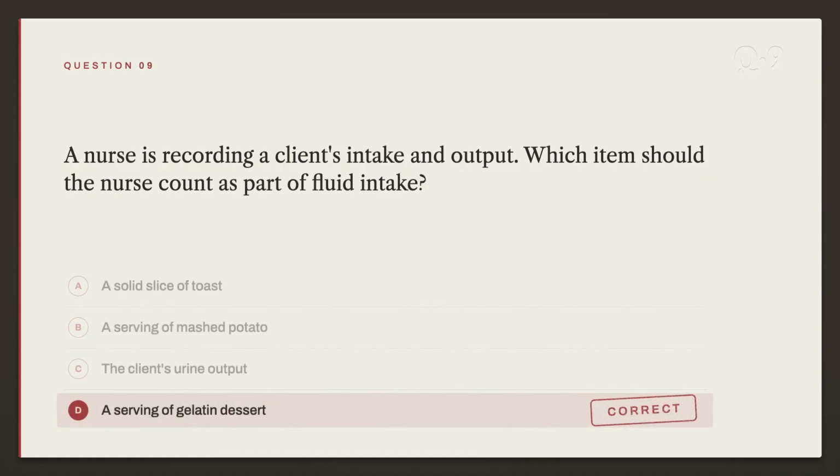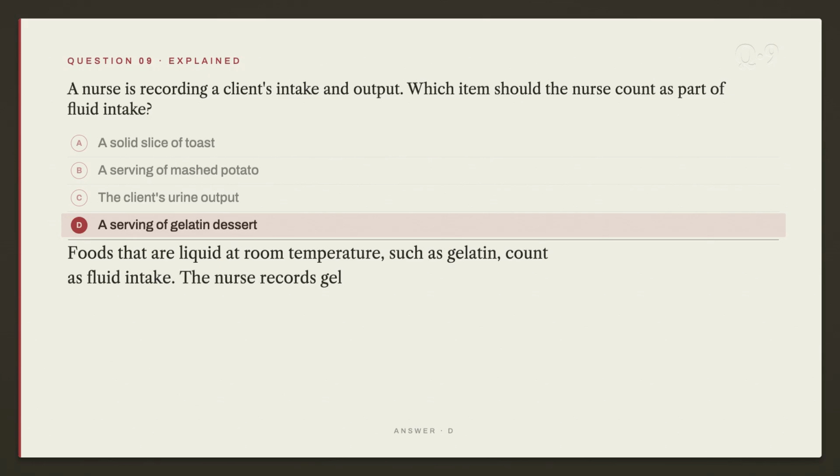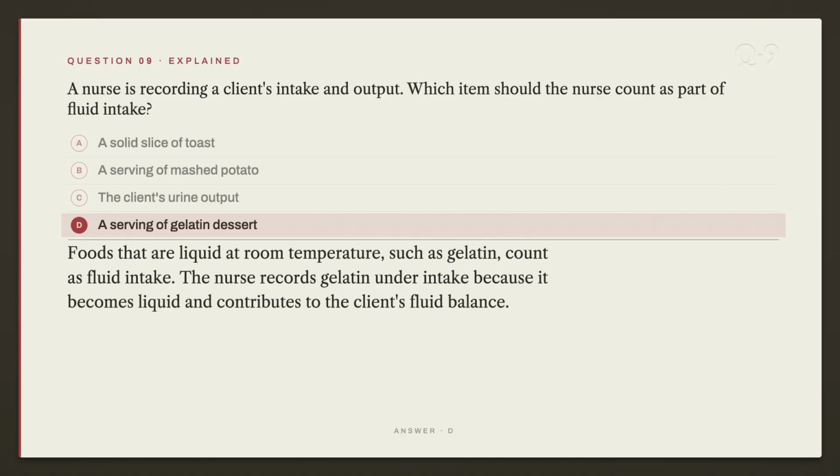The correct answer is D. A serving of gelatin dessert. D is correct because foods that are liquid at room temperature, such as gelatin, count as fluid intake. The nurse records gelatin under intake because it becomes liquid and contributes to the client's fluid balance.